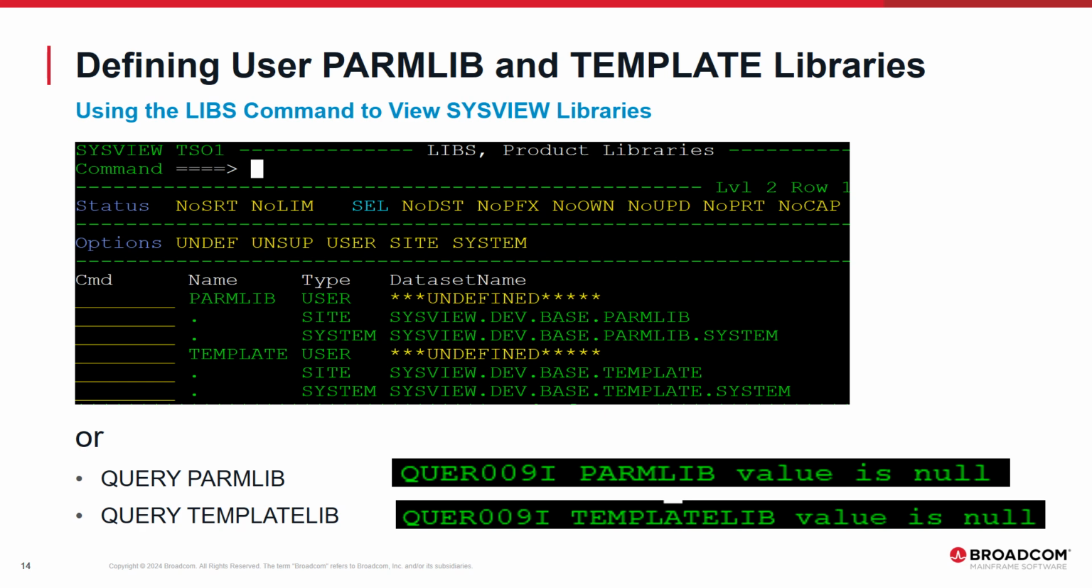Issue the SYSVIEW libs command. The libs command shows all of the SYSVIEW library types and shows them at each of the levels that we just covered. The display shown here only shows PARMLIB and template libraries, but your display will show other types. You can find these on your display, but you may have to scroll down.